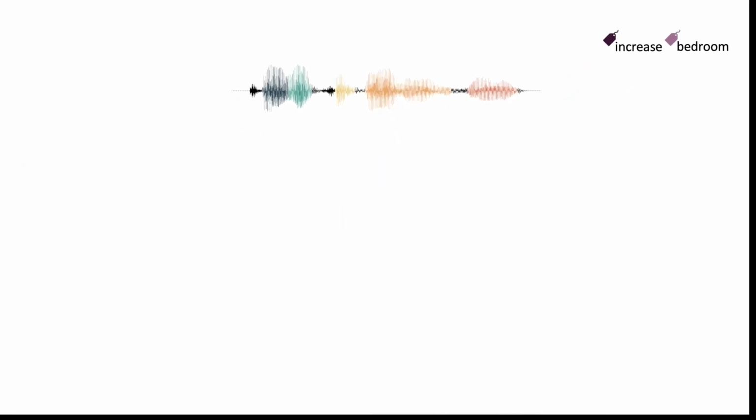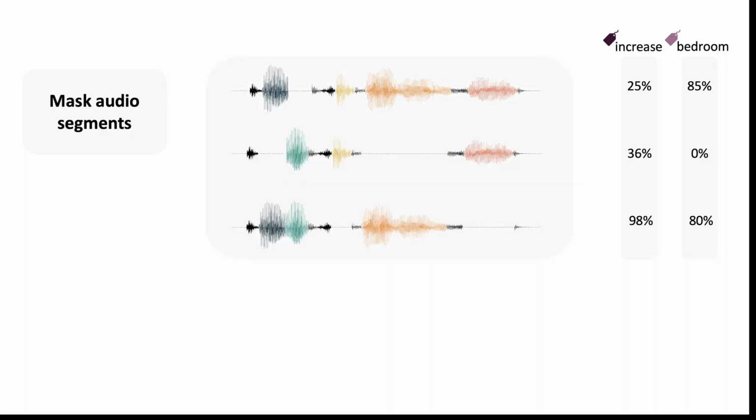The second step is perturbing it. We perturb the word-level audio segments by masking them, specifically by zeroing them. In this case, we note that by masking the word up, the probability dropped from 98% to 25% for the increase class. We repeat this process for multiple audio segments, also considering multiple perturbations at a time, depending on the explanation method that we want to adopt. And for each of them, we observe the impact on the prediction.